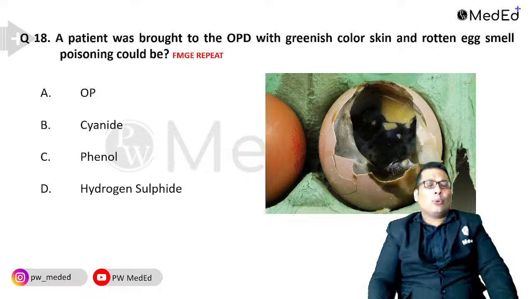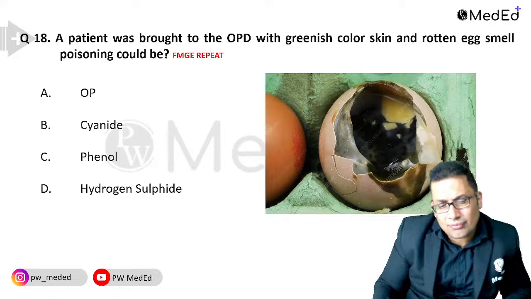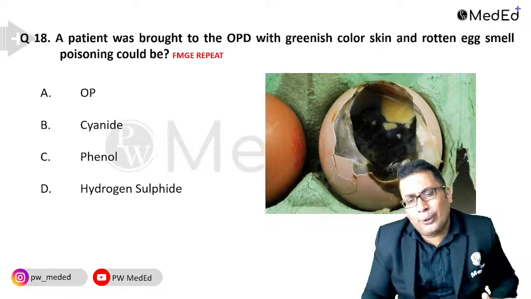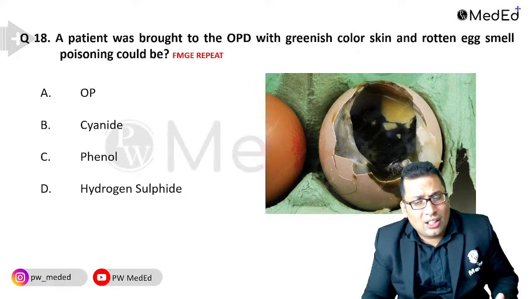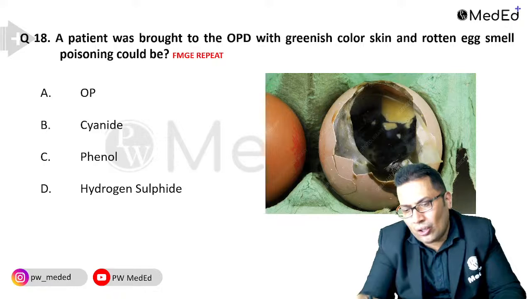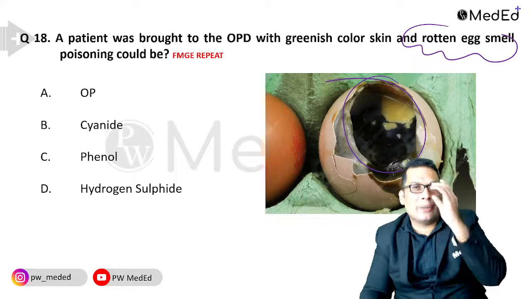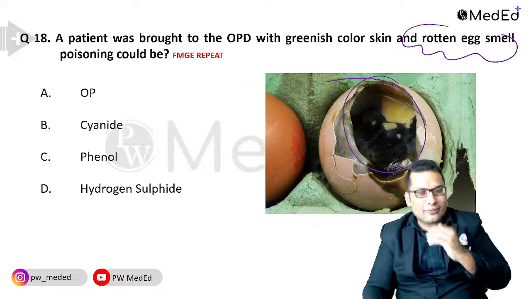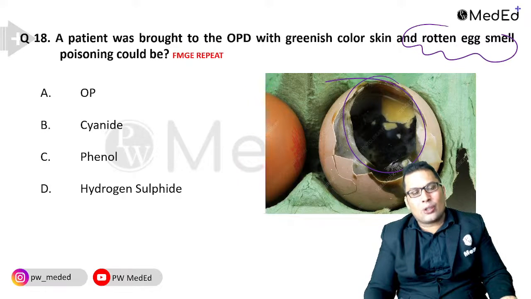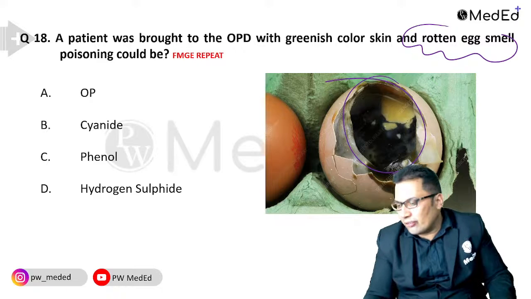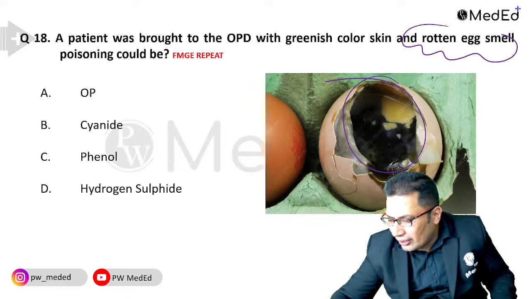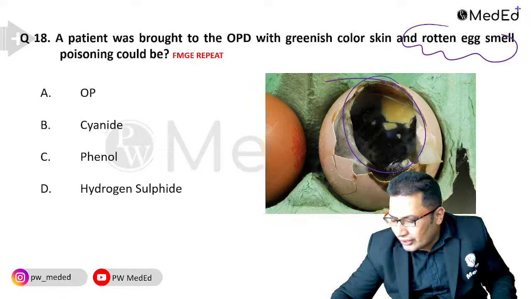Now the question about the smell. The patient was brought to the OPD with greenish color skin, rotten egg smell poisoning. Rotten egg means foul smelling. So what is the condition? Can you guess? Options are OP poison, cyanide poison, phenol poison, hydrogen sulfide. All of you try this, try.